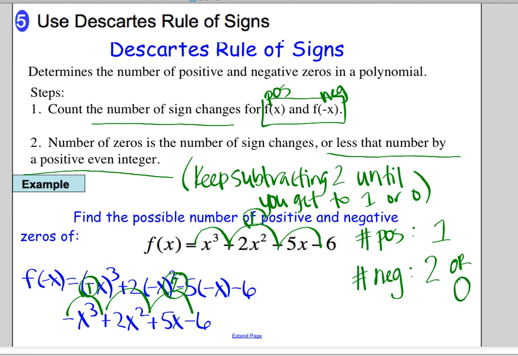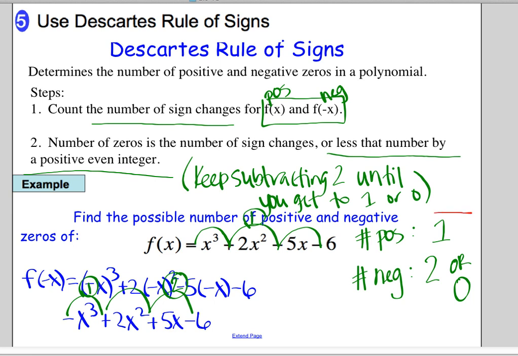This means there's 2 negative zeros, or there's no negative zeros. There's a possibility of either of those. In terms of the positive zeros, if I subtracted 2 from that, I get less than 0, so we'll leave it at 1.